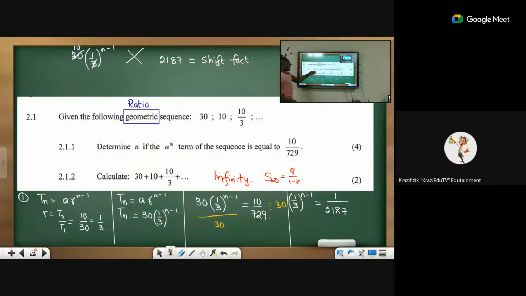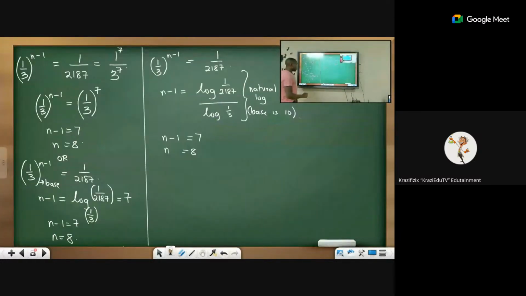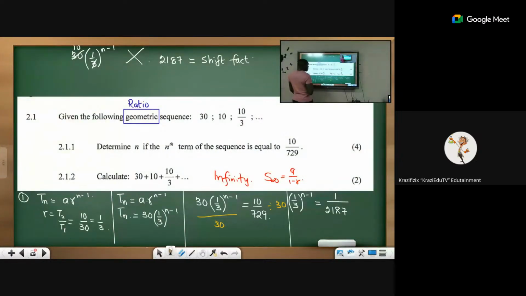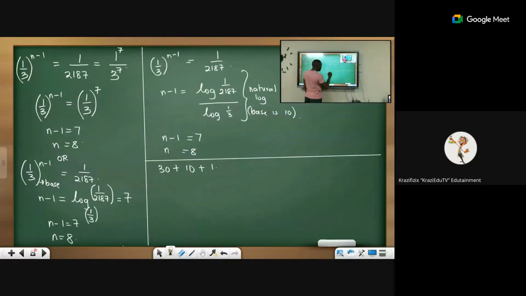Okay. And I think we can then go for the last one. Calculate 30, 10, 10 over 3. Okay, I'm going to rewrite that question quickly for you. It says 30 plus 10 plus 10 over 3. Okay, I wanted to check this quickly. What do you notice? It's 3 dots. It's infinite. So this is what? Infinity.